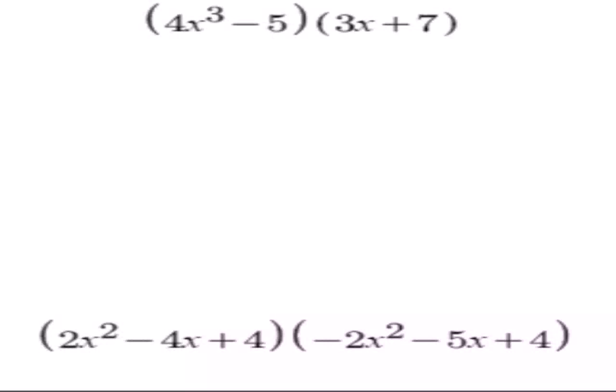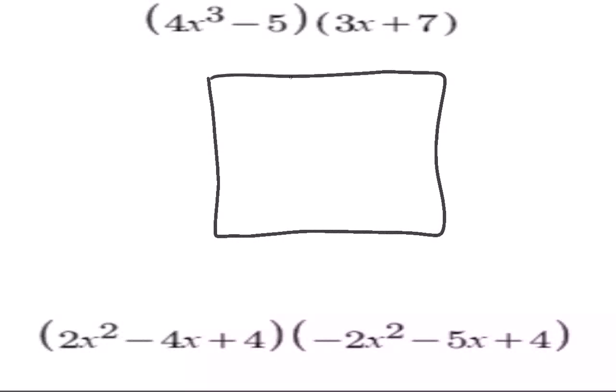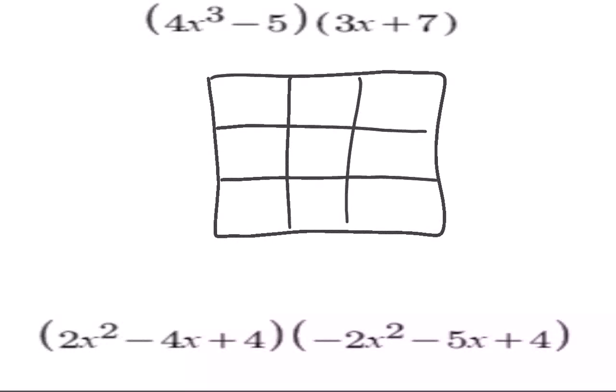For the bottom one, I have 3 terms by 3 terms. So I'm going to draw a really big box, a 3 by 3. And once again, I write the top one here. And it doesn't matter what order, whether I put it on the top or the side, we should get the same answer.